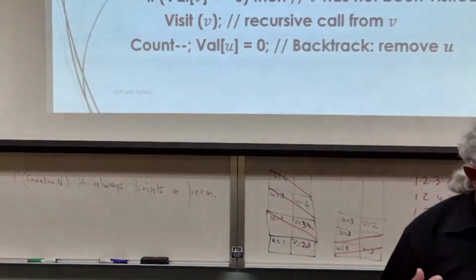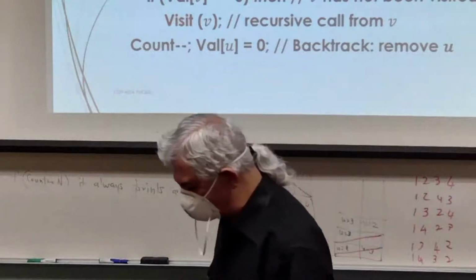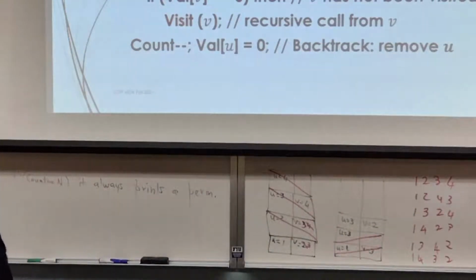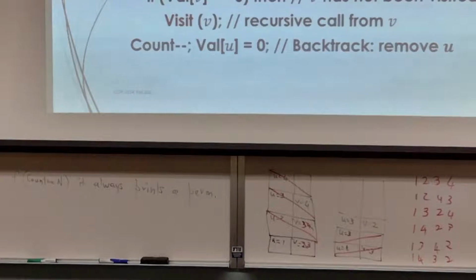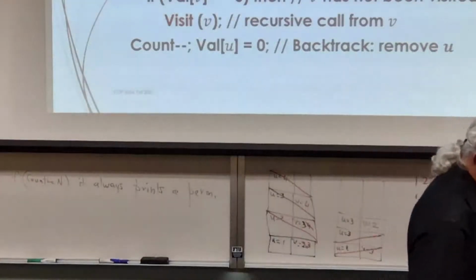I went through this because sometimes we write complicated algorithms and we have no idea whether it's right or not. It helps to structure your thinking so that you know you're on the right track. Okay? All right, so that's permutation generation.